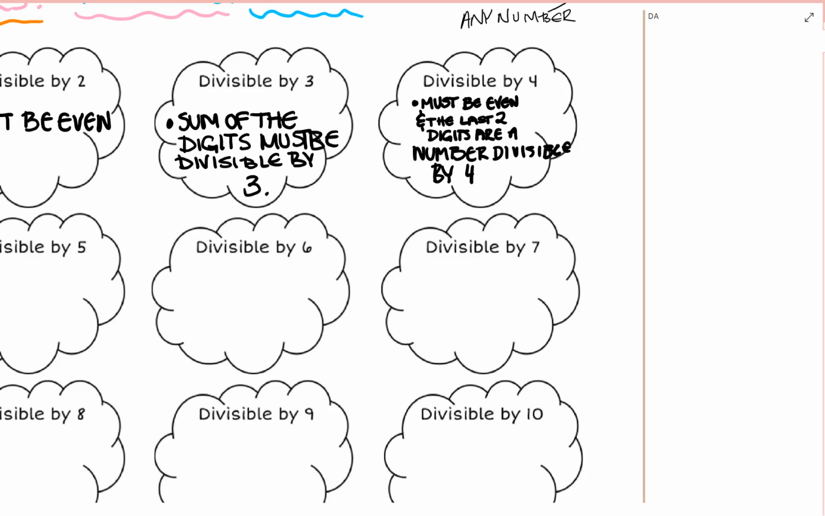To be divisible by 4, it must be even, and the last 2 digits have to be a number that is also divisible by 4. So this is only going to be helpful for 3-digit numbers, okay? Otherwise, if it's an even number, it could be divisible by 4, but you're still going to have to check.